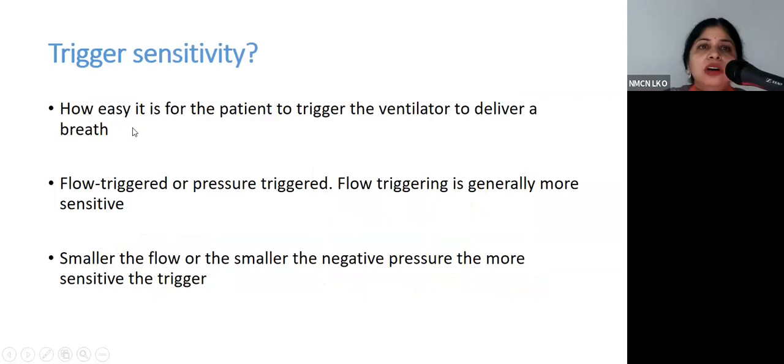So what do we have to do with the trigger? Does anybody set the trigger in the ventilators which they use? Anyone?